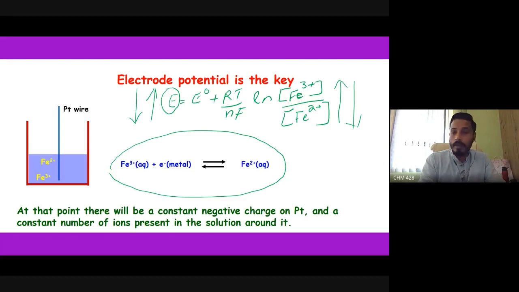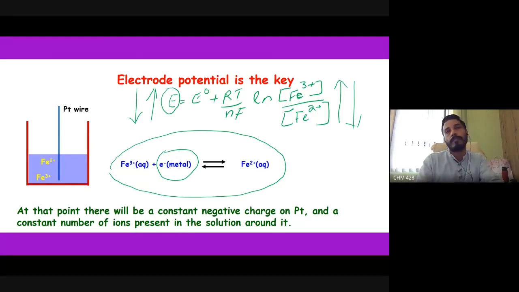It is possible. For example, if you increase the concentration of Fe3 plus, according to Le Chatelier's principle, the equilibrium will move to the right side. Am I correct? Equilibrium moving towards the right side means what? There will be consumption of more electrons on the metal. This will be more and more consumed. Electrons are negatively charged. If they are consumed, what will happen? Electrode potential will become more positive.